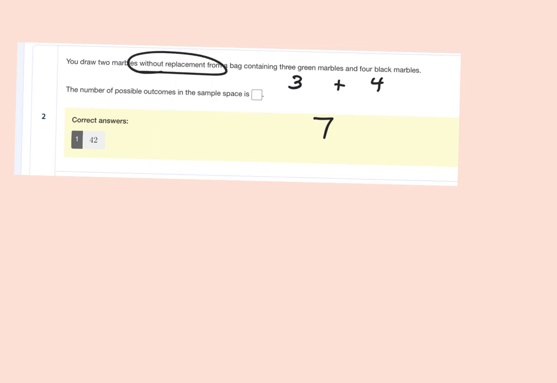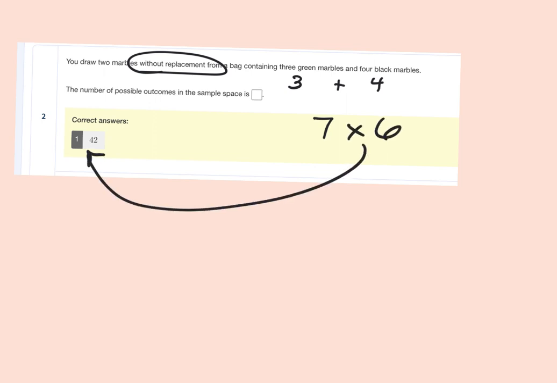But the important part here is it says without replacement. And we're going to talk about this more as we move further. But without replacement means what happens after you pulled that first marble? You don't put it back, which means now my second pull comes from how many marbles? 6. So that's why it's 7 times 6 or 42.